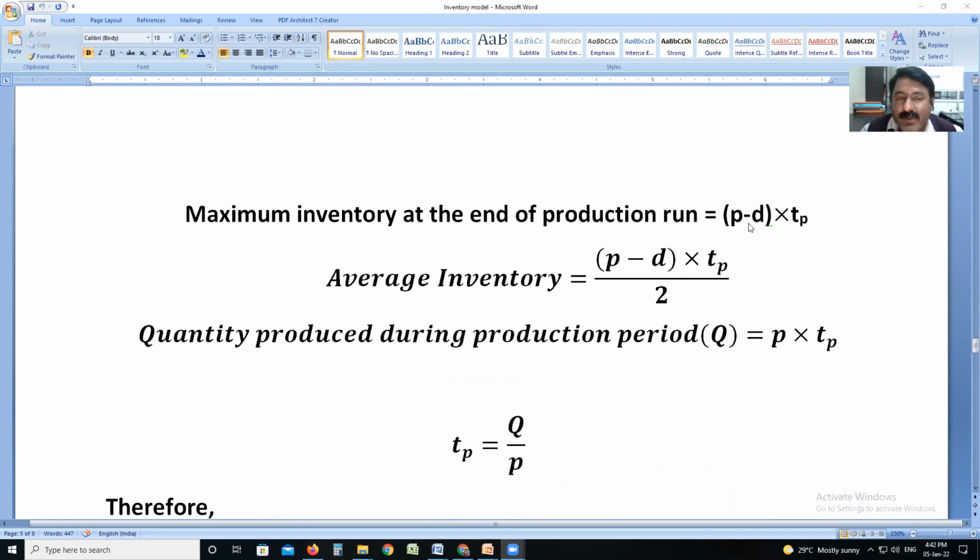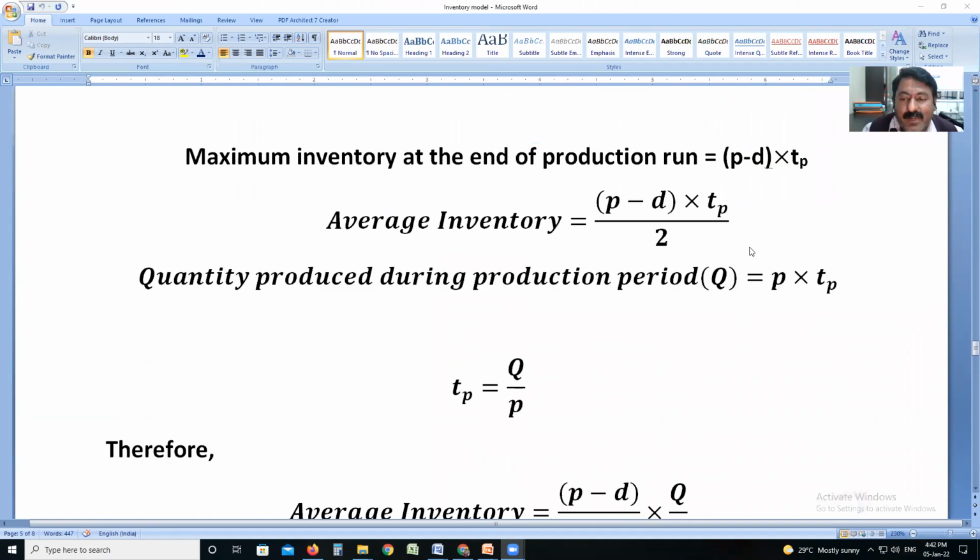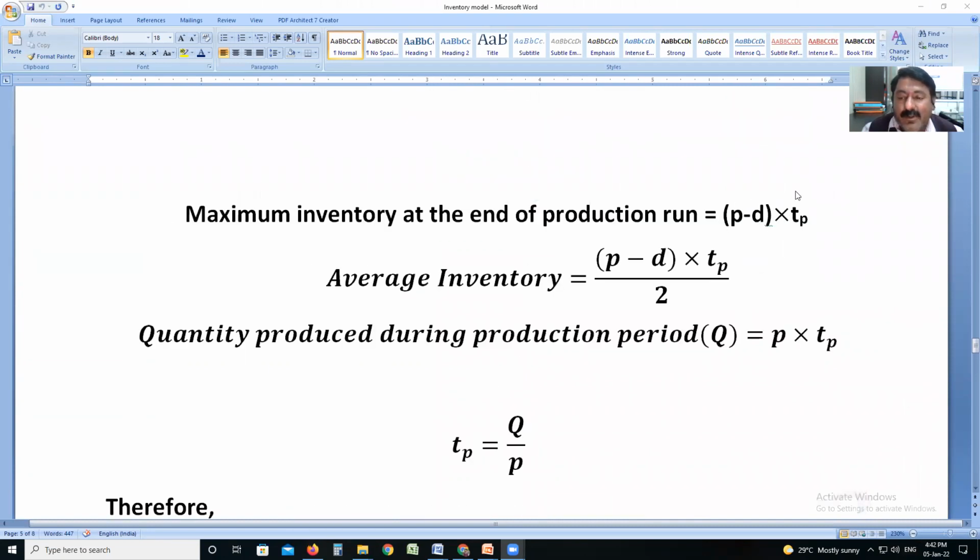And what is TP? For example, maximum time is 10 hours. So 50 into 10. So the formula will be P minus D. We have discussed, it is the inventory build-up rate. It is the build-up rate into time, TP. So it will give you the maximum inventory at the end of production.